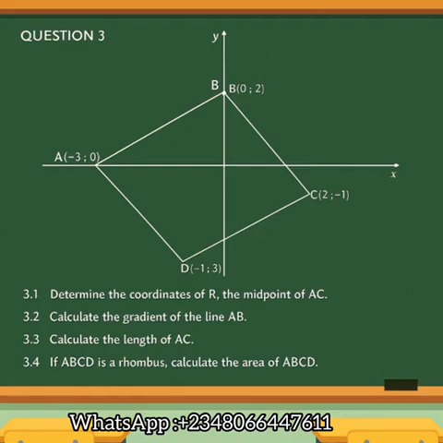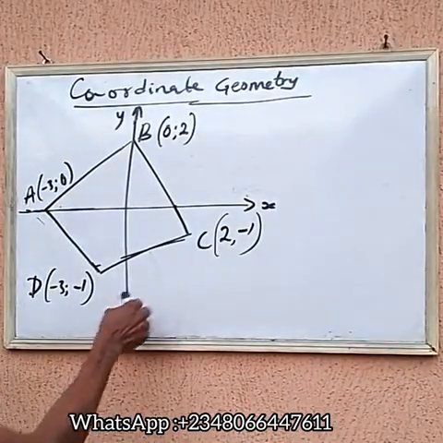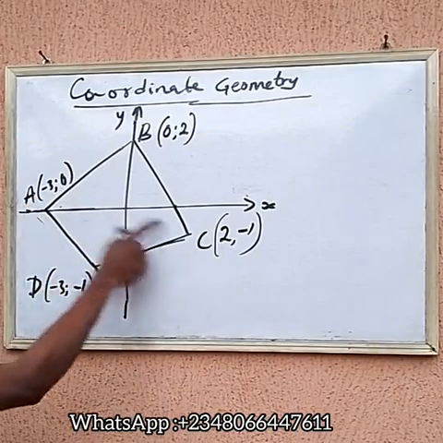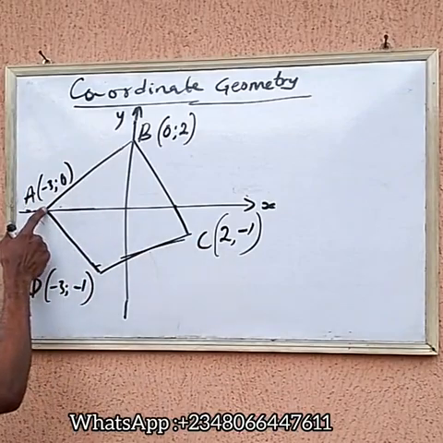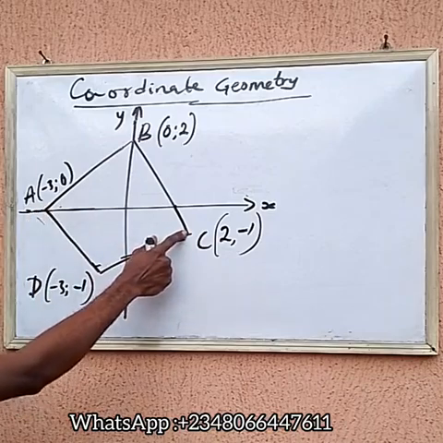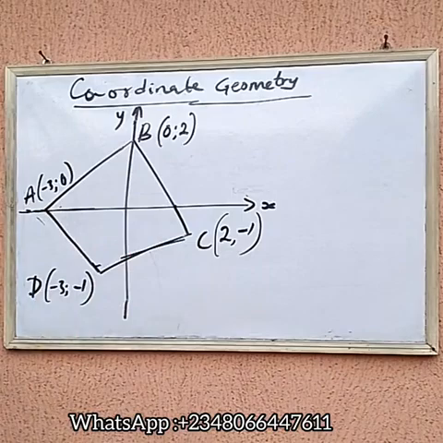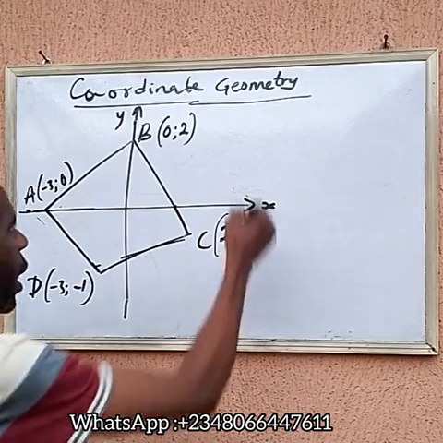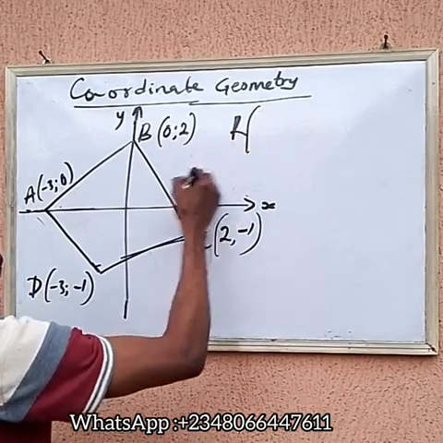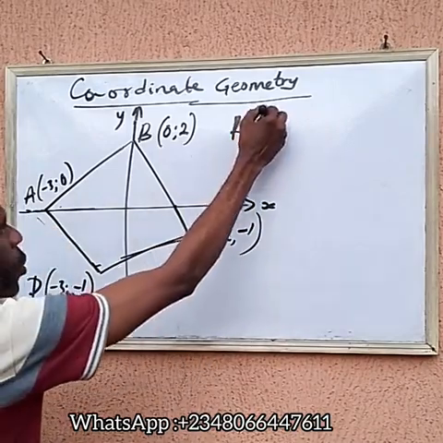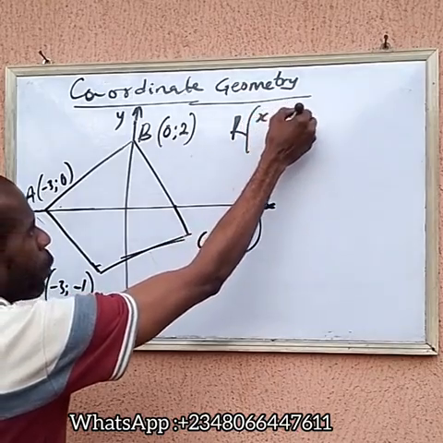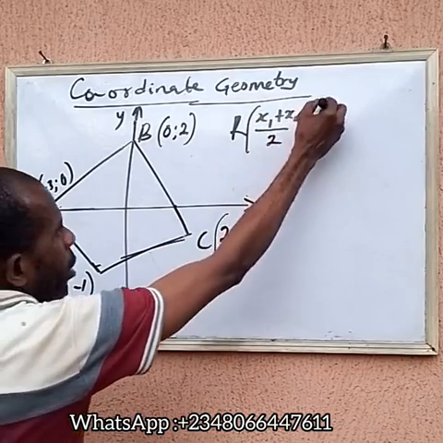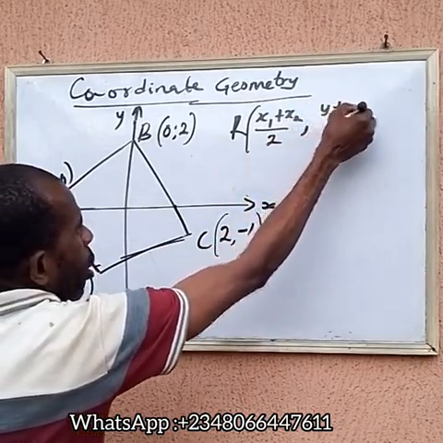Now let us look at the question. Number one says: determine the coordinates of R, the midpoint of AC. AC, if we trace this line, becomes a diagonal of this shape. So we will have the coordinates of the midpoint we are looking at. R, the midpoint of AC, is given by the formula (x1 plus x2) all over 2, comma, (y1 plus y2) all over 2.